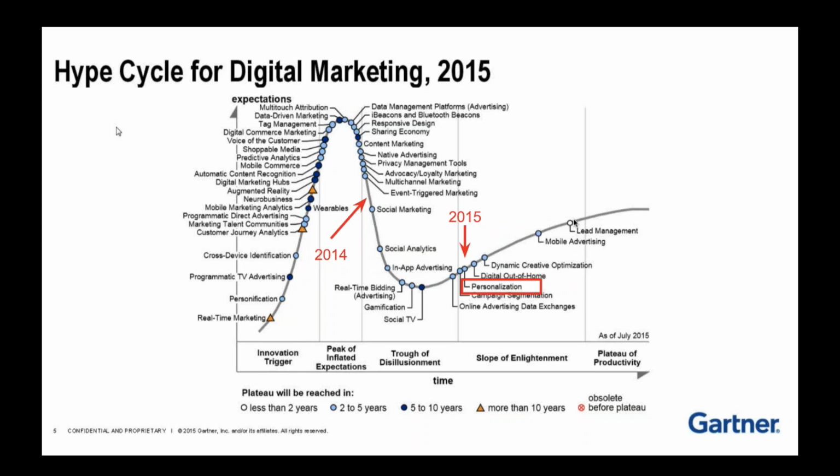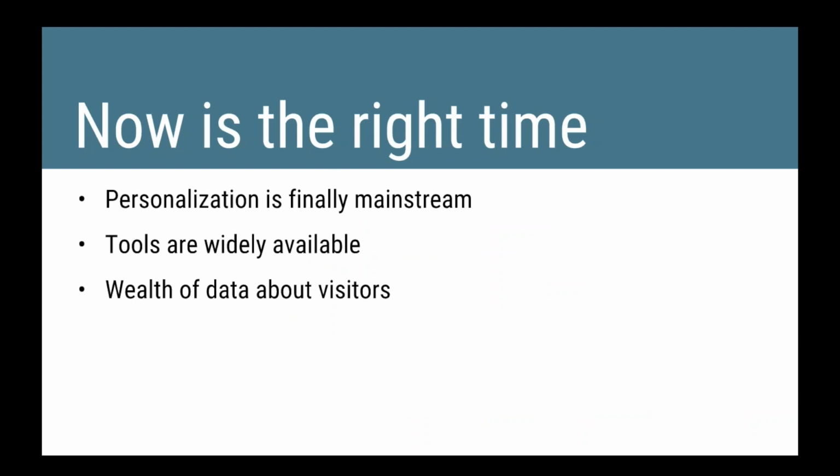The tools are more mature now. They are widely available. Most mainstream mid-market CMSs have personalization tools. It's not only Magnolia. From a tools perspective, there's no need to wait. There are second and third generation personalization implementations now in place that are better, more intuitive, and more comfortable to work with. And the third bullet on this slide is there's a wealth of data about visitors, which also makes it easier to work with personalization.